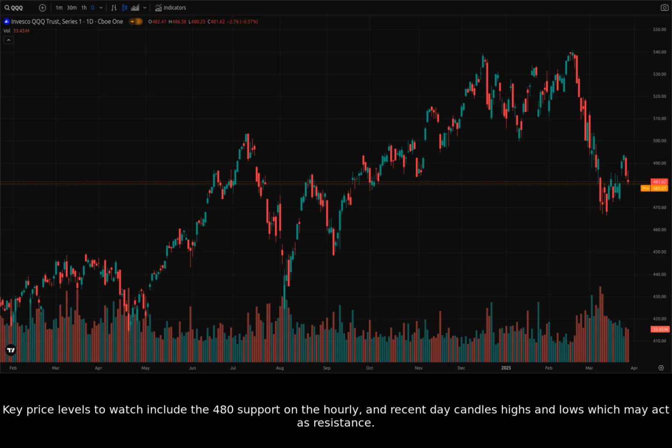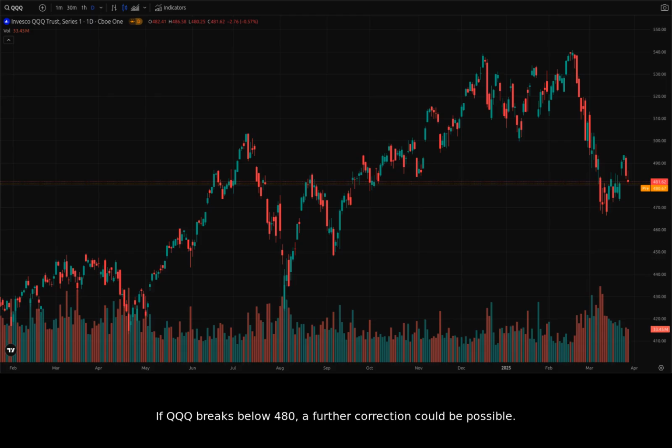If QQQ breaks below 480, a further correction could be possible. Conversely, if QQQ can break above its recent swing high, it may signal a return to bullish momentum. Given the upcoming tariff deadlines, keep an eye out for tariff and trade negotiations.